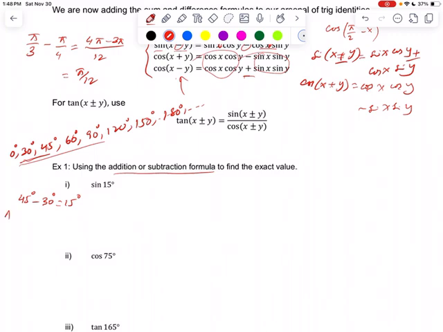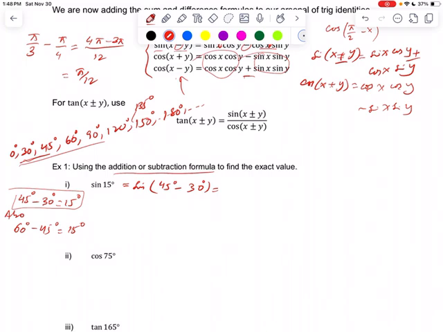Also 60 degrees minus 45 degrees is also 15 degrees, right? And maybe you can find more, like 135 degrees minus 120 degrees. So you can pick any, you can use any. So let's just use this one. Because 15 can be written like this, I say sine of 15 is actually sine of 45 degrees minus 30 degrees.